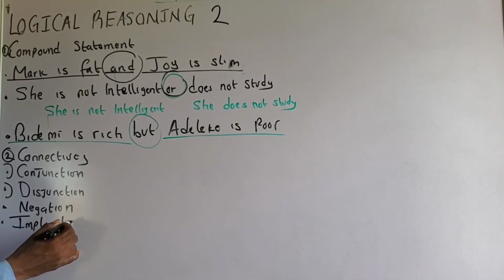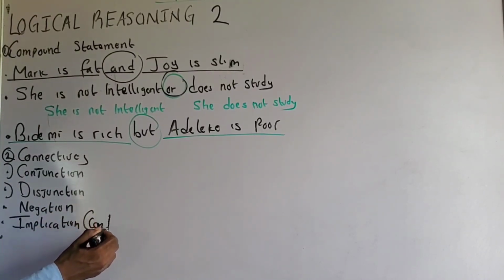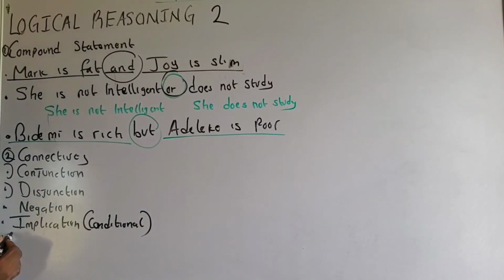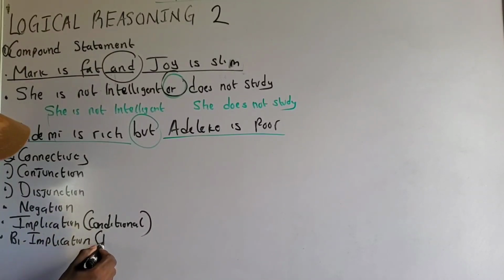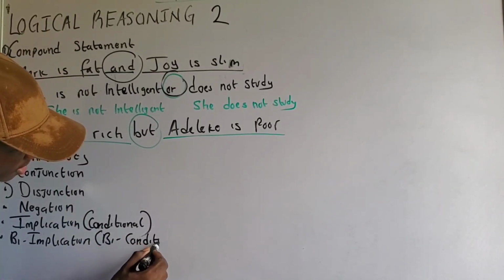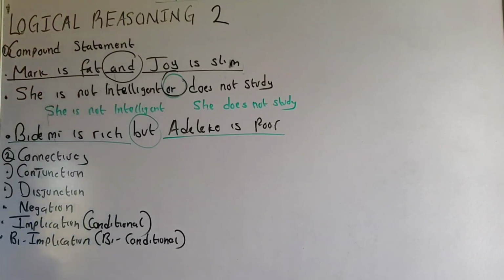Implication. After implication, we have bi-implication. This implication is also known as conditional. Are you getting what I'm trying to say? Conditional. And another one we have is bi-implication, and it can also be written as bi-conditional. You understand? Bi-conditional. Okay, and the last one we can have is equivalence.